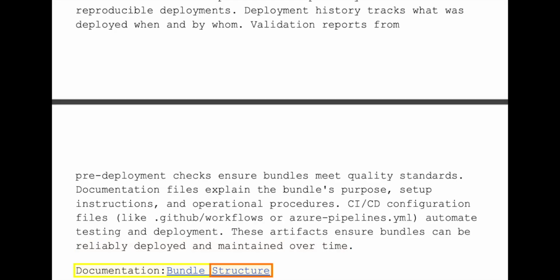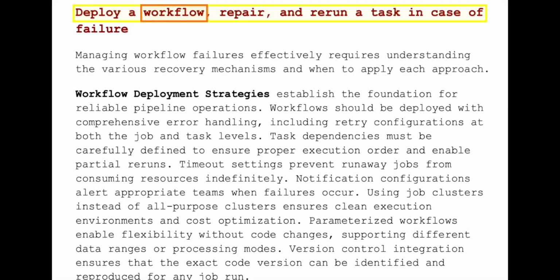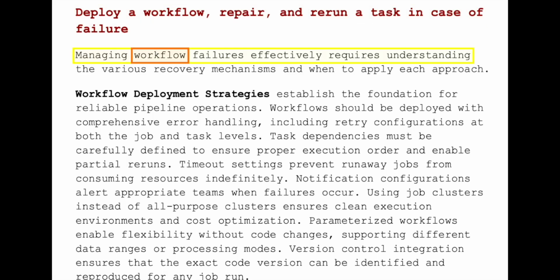Documentation. Bundle structure: deploy a workflow, repair, and rerun a task in case of failure. Managing workflow failures effectively requires understanding the various recovery mechanisms and when to apply each approach. Workflow deployment strategies establish the foundation for reliable pipeline operations. Workflows should be deployed with comprehensive error handling, including retry configurations at both the job and task levels.